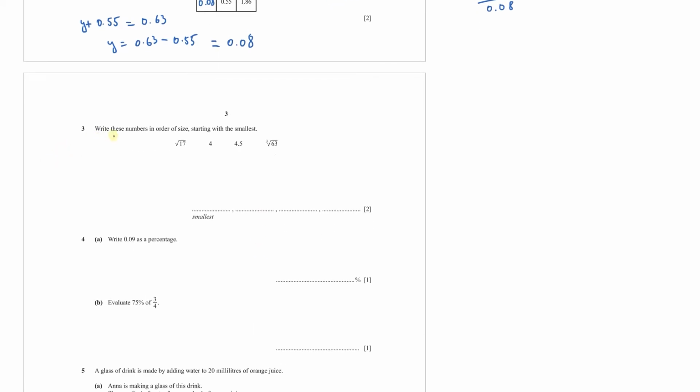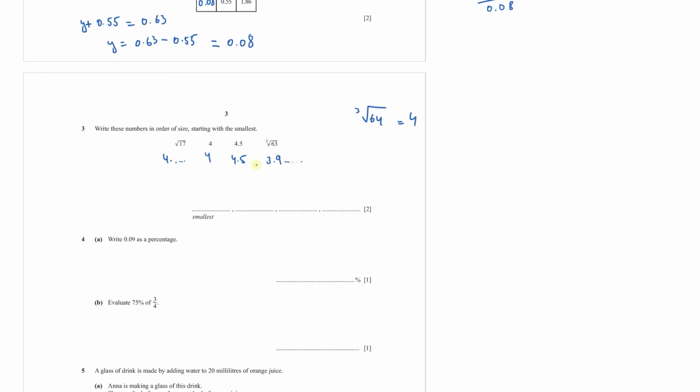Question number 13 is write these numbers in order of size starting with the smallest to the largest. So square root of 17 will be greater than 4 because we know that square root of 16 is exactly 4. So square root of 17 will be 4 point something. And then this is 4, this is 4.5, and the cube root of 63. We know that cube root of 64 is 4, so this will be slightly less than 4. So this will be 3 point, you can say 9 something something.